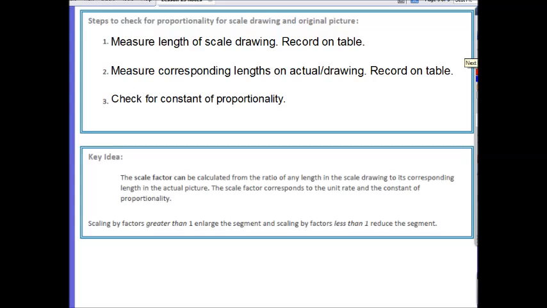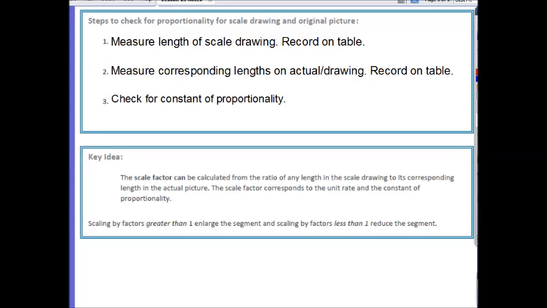So let's take a look at the steps that we just used to solve this. The first thing you're going to do is measure the length of the scale drawing and record that on the table, measure the corresponding lengths on the actual drawing and record that on the table, and finally check for a constant of proportionality. The key idea here is that the scale factor can be calculated from the ratio of any length in the scale drawing to its corresponding length in the actual drawing. The scale factor corresponds to the unit rate and the constant of proportionality.